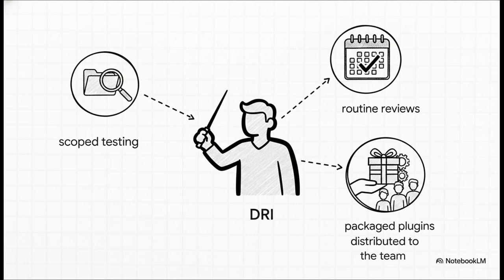Second, you absolutely need a directly responsible individual, a DRI, to manage this AI ecosystem and keep the harness clean. Third, take your best setups, package them as plugins, and distribute them so it's not just tribal knowledge. And crucially, review your configuration every 3 to 6 months. These underlying models are evolving fast.